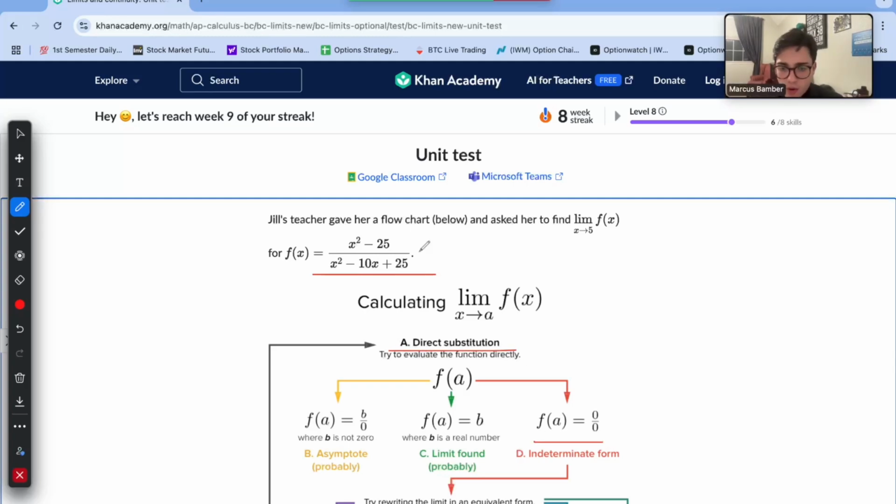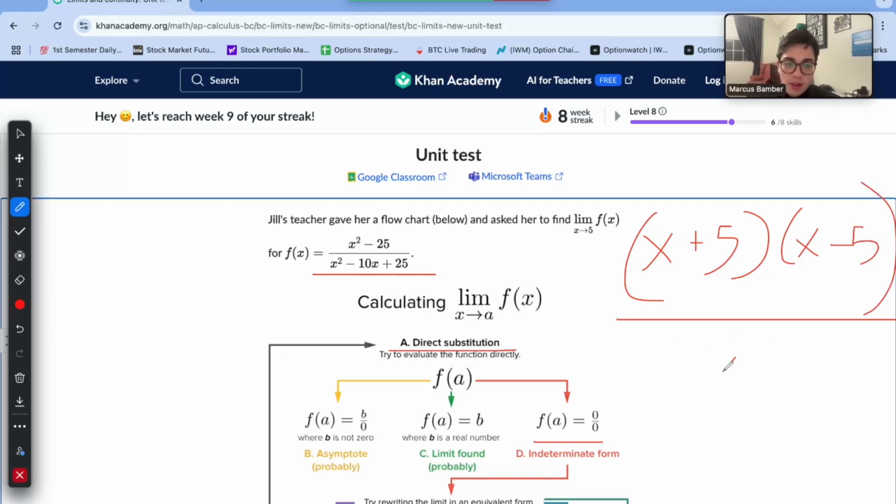From here, since we have quadratics, we're going to factor. Now, the numerator is a difference of squares. When we factor, we're left with (x plus 5)(x minus 5). Then our denominator is a perfect square trinomial, so we are simply left with (x minus 5) squared, meaning we have this factor twice. Okay, then we're going to cancel out one of the factors.